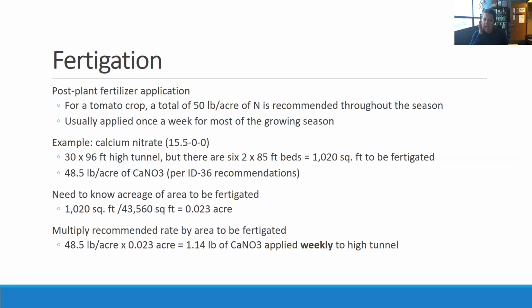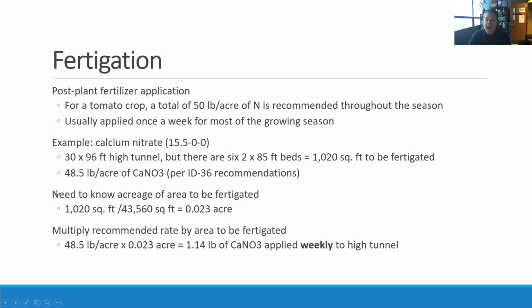So a 30 by 96 high tunnel. But let's say, we're not really talking about that complete interior of the high tunnel. There are 6 beds that are 2 feet wide and 85 feet long. So that is a much smaller space, just over 1,000 square feet. 48.5 pounds per acre of calcium nitrate is what needs to be applied weekly for an acre. So that would be weekly if you were doing an acre, right? But we're not, we're only doing 1,000 square feet.